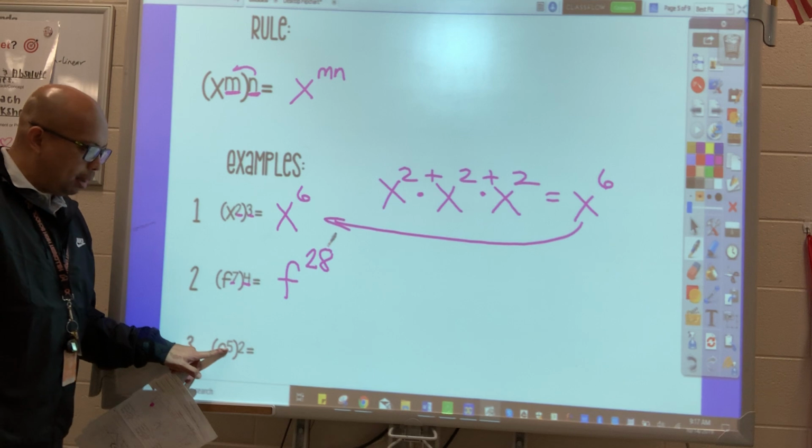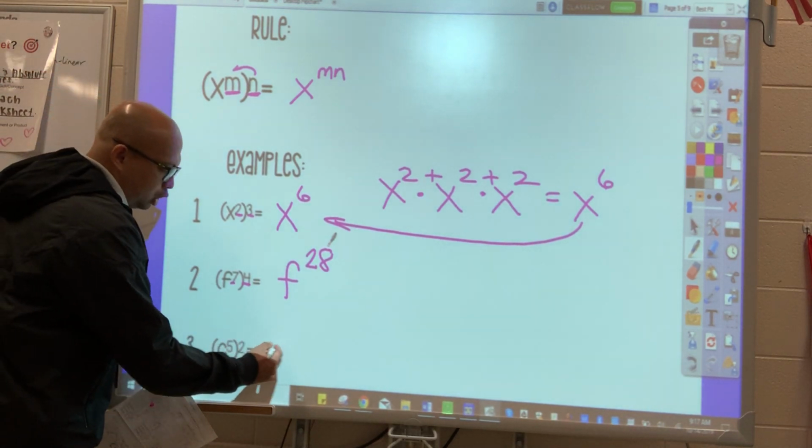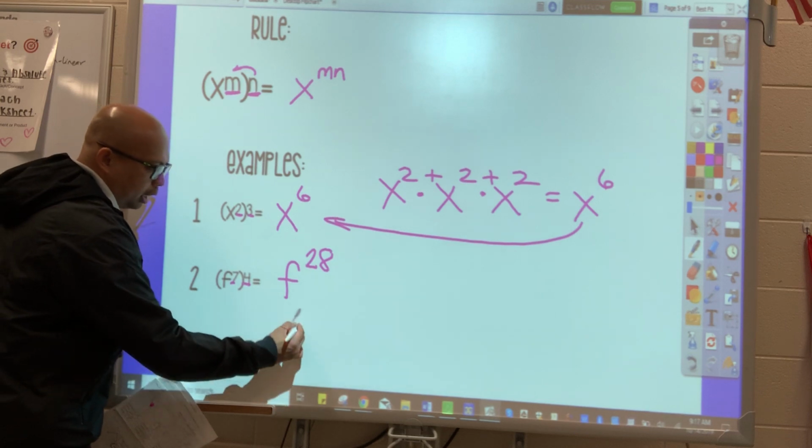C to the 5th power with a squared outside. That means you multiply 5 and 2. That gives you C to the 10.